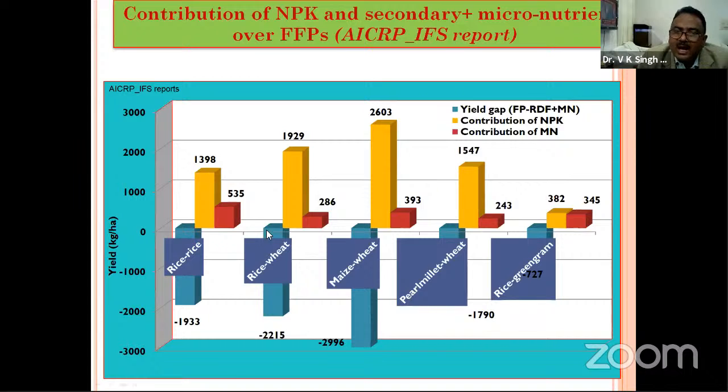So the yield gap between the farmer practice and recommended NPK is there, and once you add micronutrients also, you may get 2.2 or 2.5 ton of additional yield. This kind of yield gap we perceive in different crops, either the rice system, rice-wheat, maize-wheat, or sugarcane. I will discuss sugarcane also later on. These kinds of gaps we find in our research, at farmers' field research.